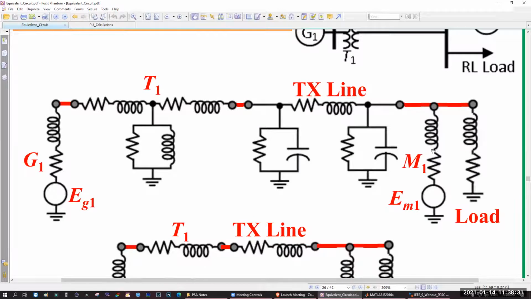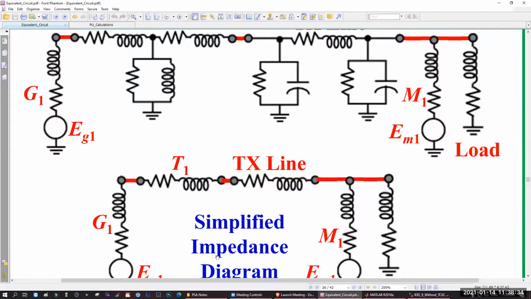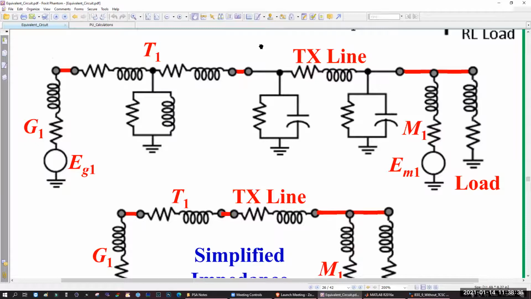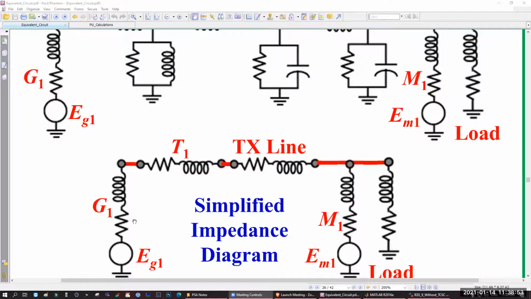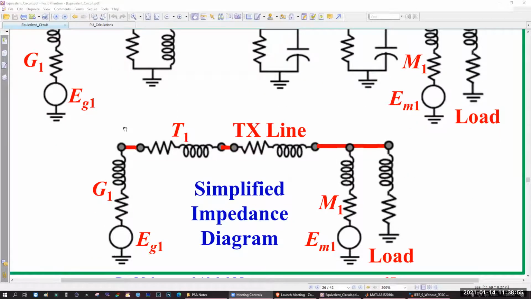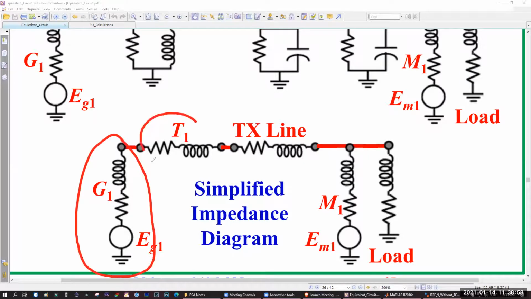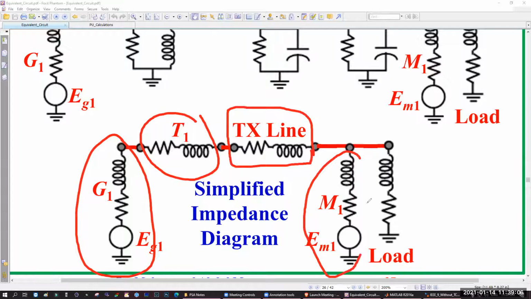Detailed impedance diagram. Now, simplified impedance diagram. How? Ignore this. Okay? Then add these two. So what do you have? You have a generator here. You have a T1, that means your transformer. Then you have TX line, that means transmission line. Then you have a motor. Then you have a load, right?